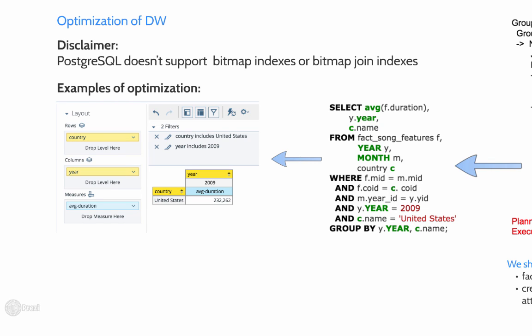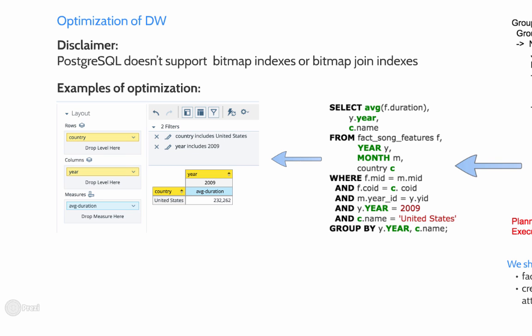Postgres does not support either bitmap indexes or bitmap join indexes. We often mention bitmap indexes where they are applicable, but we couldn't test their performance practically. Suppose we would like to check general statistics about songs produced each year, disaggregating by location. A typical query would show the average duration of songs of the year 2009 in the USA.